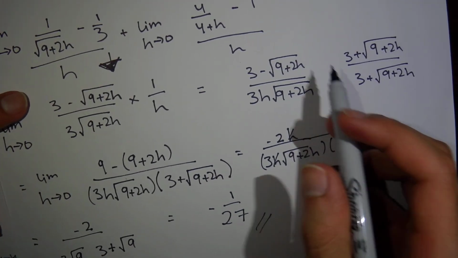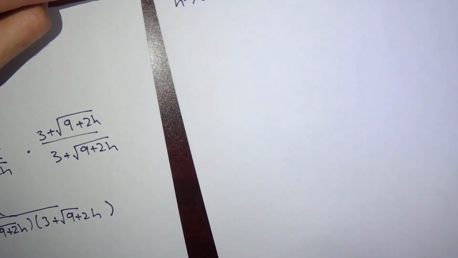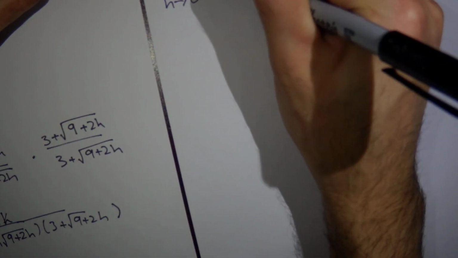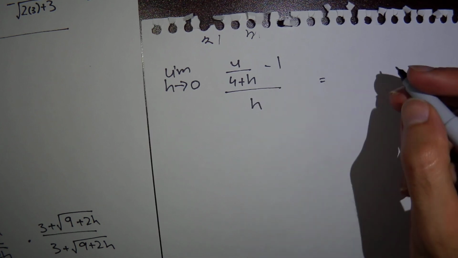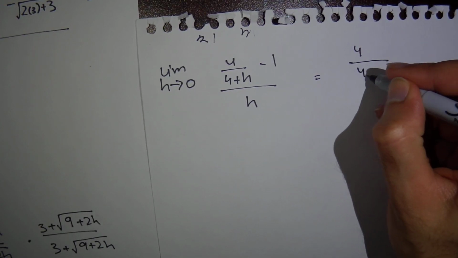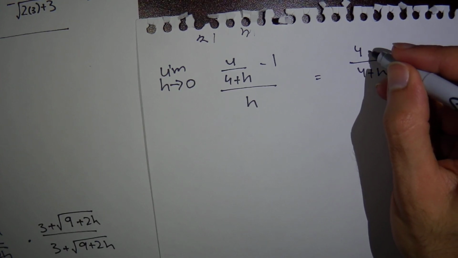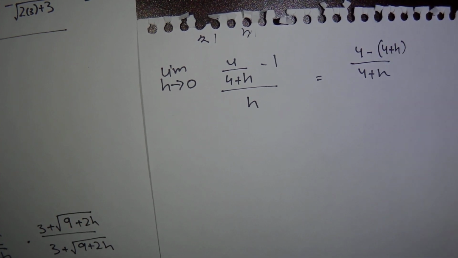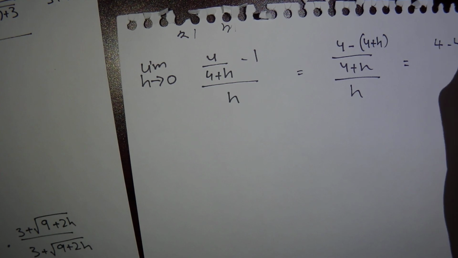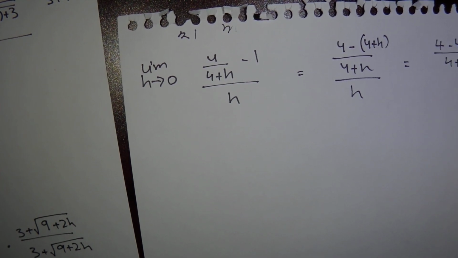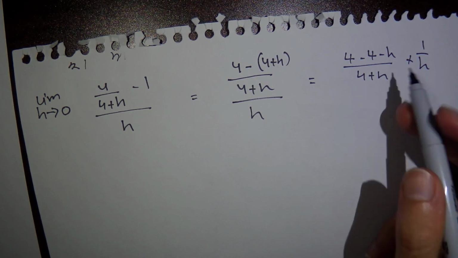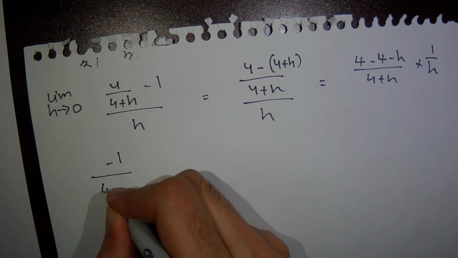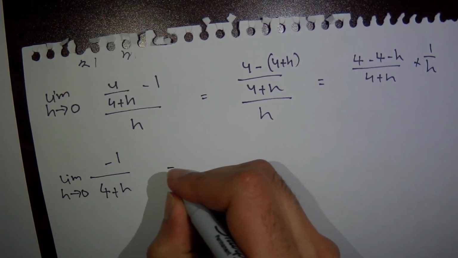On to this part right here. So we have to take the limit as h approaches 0 of 4 over 4 plus h minus 1, all of that divided by h. And really, this is a simple one. We just try to subtract the numerators. So we'll have 4 plus h, and the numerators 4 minus 4 plus h, all of that over h. That further equals 4 minus 4 minus h over 4 plus h multiplied by 1 over h. And we're left with 4 minus 4, which is 0, negative h over 4 plus h multiplied by h. So we have negative 1 over 4 plus h, the limit as h approaches 0. That would equal negative 1 over 4.